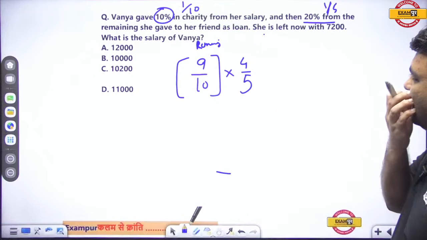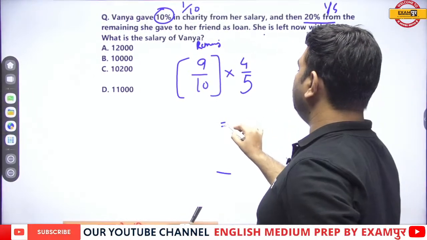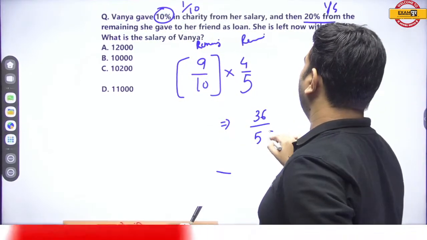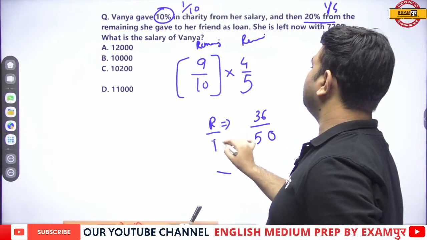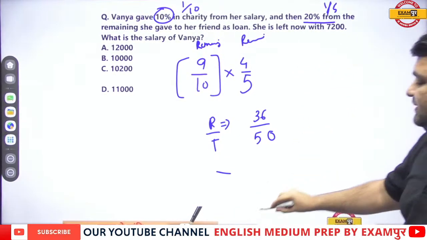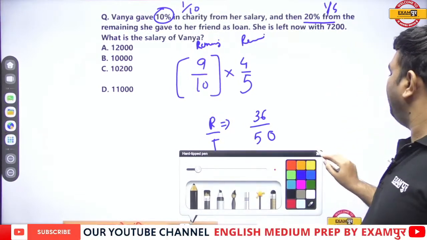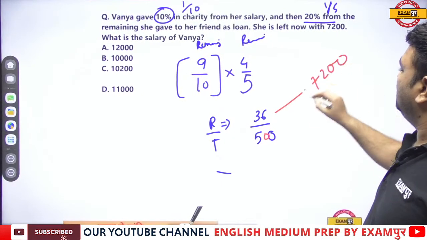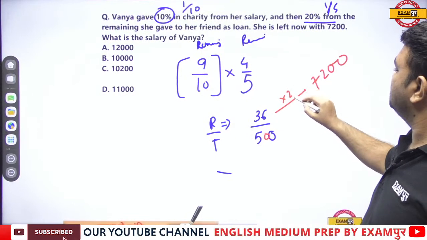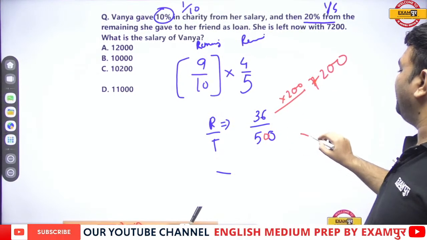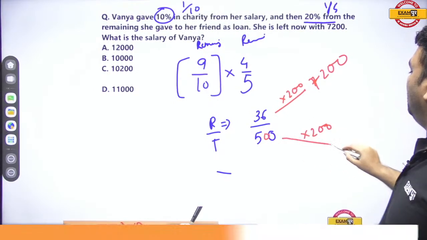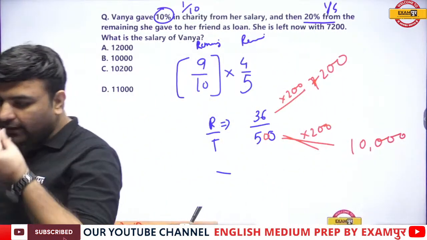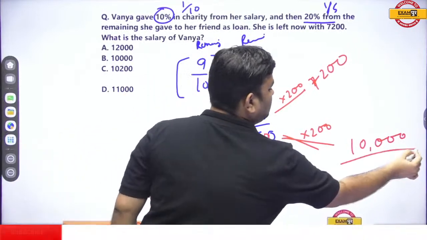Okay. So what is the total, guys? Remaining amount is 36 by 50. So remaining amount over total is 36 by 50. 36 is given as 7,200. So 200 times. So 50 into 200, that is 10,000. Clear, guys? Clear?